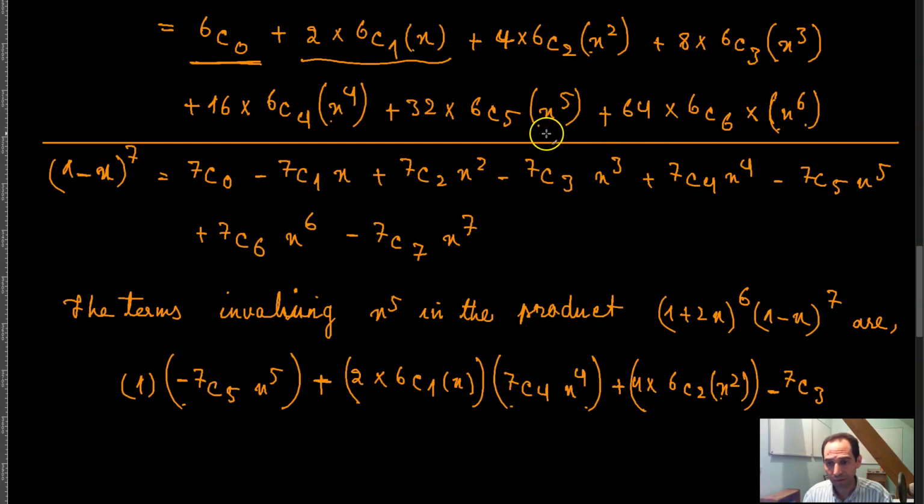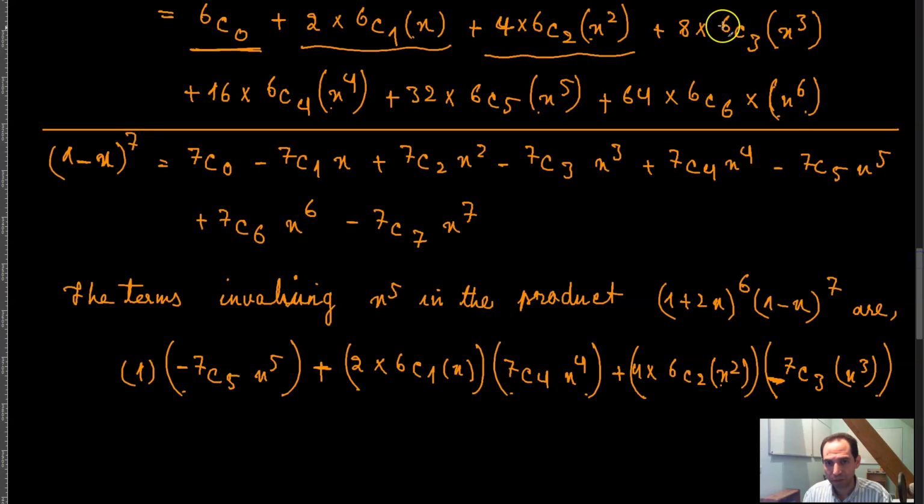Negative 7 combination 3 x raised to the power 3, right? You can write this as well, and this has to be, of course, this way, times this. Next, this is also taken care of. It's 4 times 6 combination 2 x squared times negative 7 combination 3 times x cubed. So this is also taken care of.